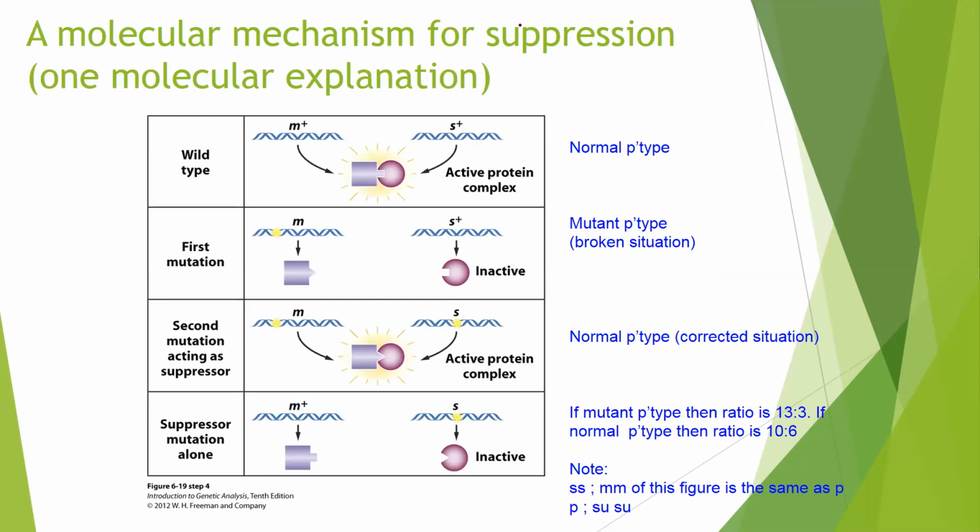Yes, SU is a mutant. If it is wild type, it should be SU plus. That's the wild type. So here the S plus is equivalent to the SU plus. Okay, very good.